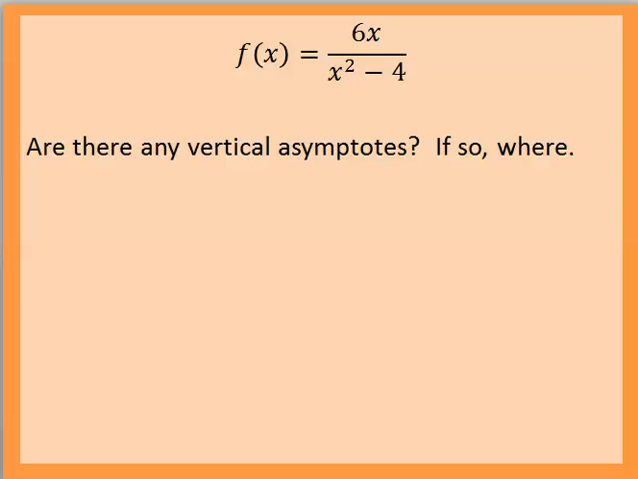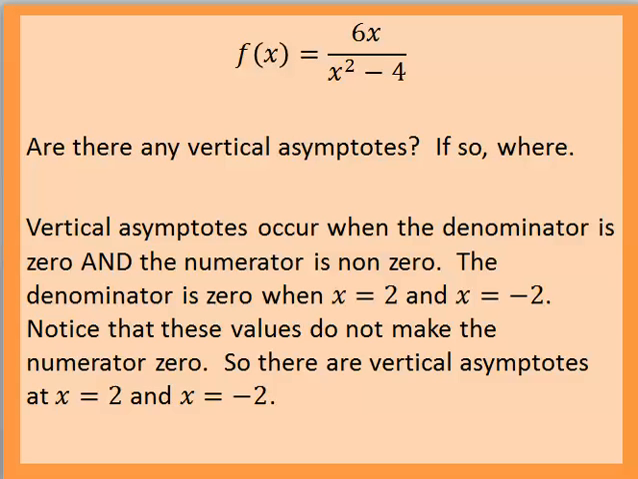What about vertical asymptotes? Well, to look for vertical asymptotes, we're looking for points where the denominator is 0 and the numerator is not. We already know that the denominator is 0 at 2 and negative 2. Notice that these values do not make the numerator 0. So there are vertical asymptotes at 2 and negative 2.